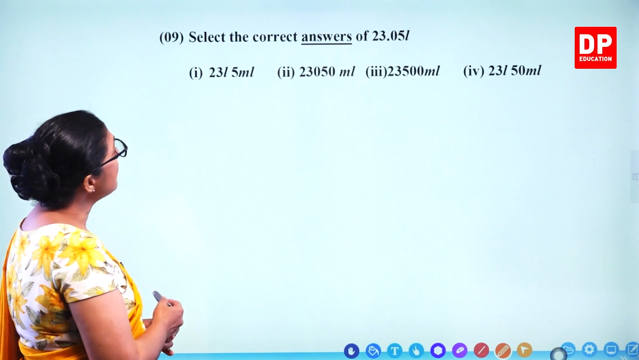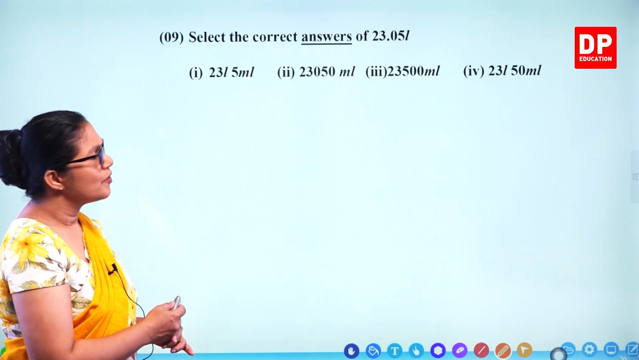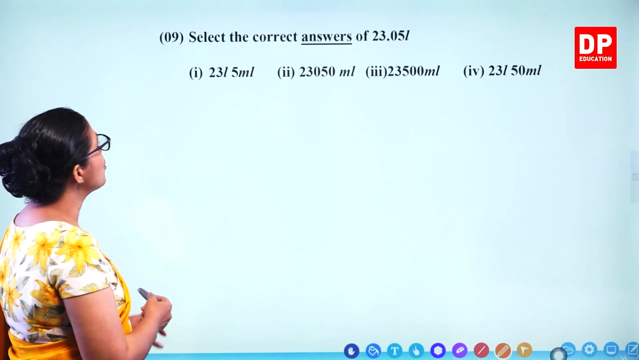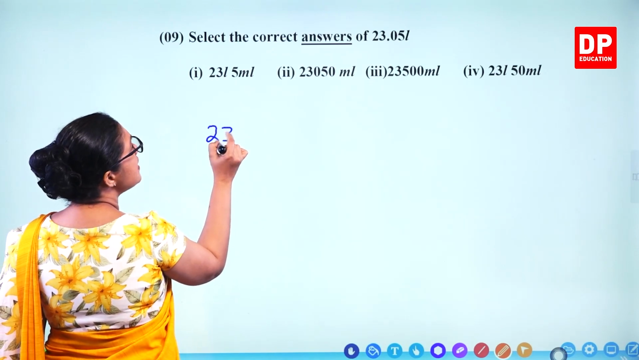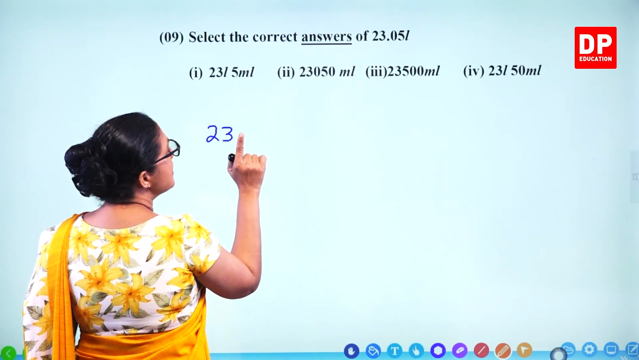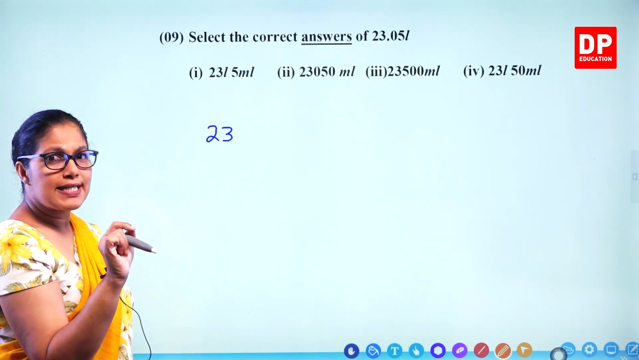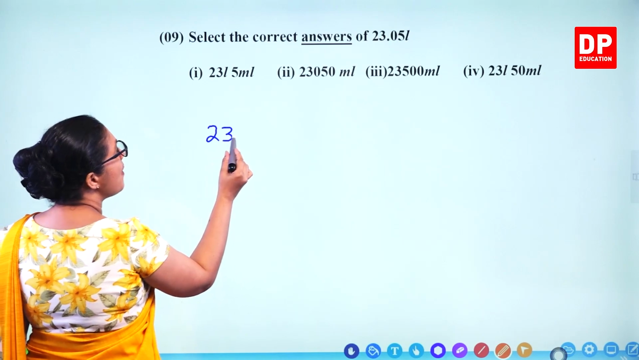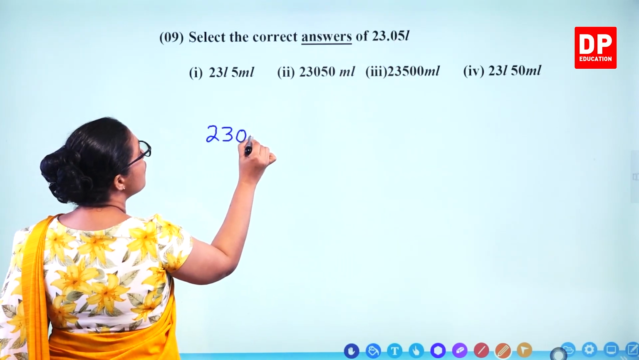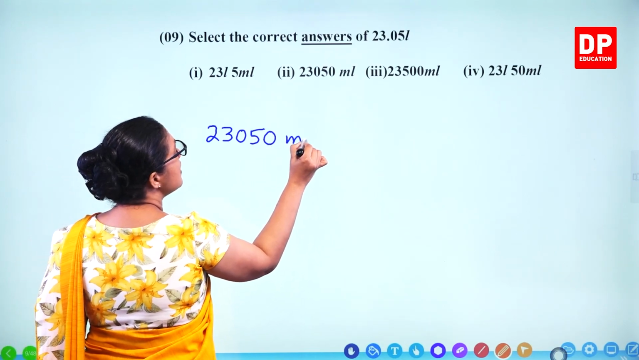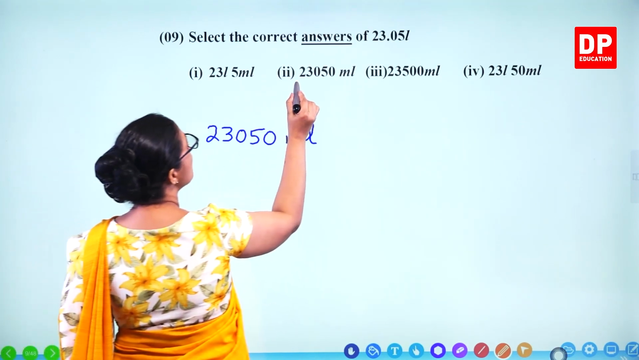Question number 9. Select the correct answers of 23.05 liters. So you can get more than one solution. Okay, so we'll see. If you write in milliliters, what you do, you multiply by 1000. 1000 milliliters is 1 liter. So multiply by 1000, 23,050 milliliters is possible. So that means this answer is okay.